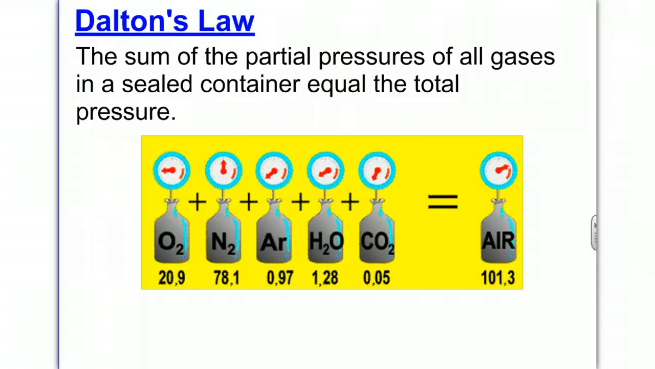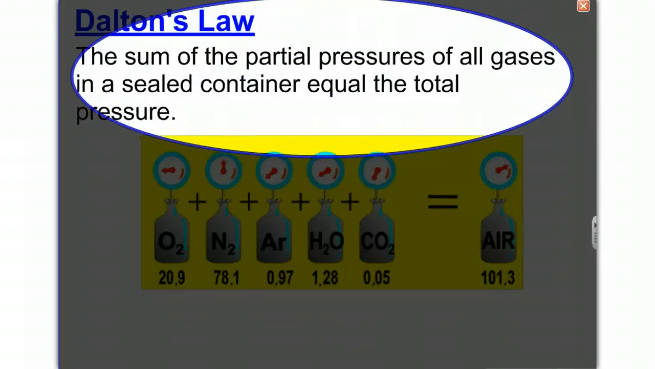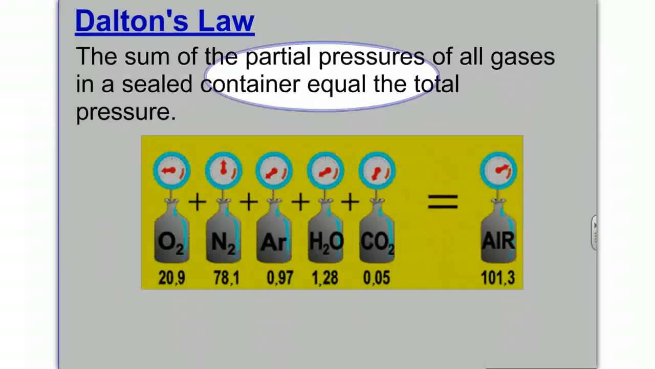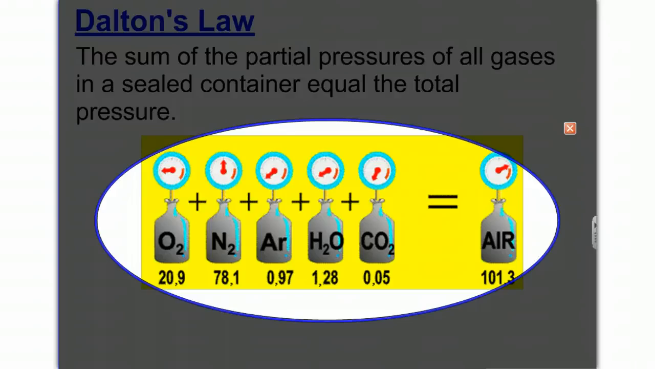Dalton's law is going to be the sum of all the partial pressures of all the gases in a sealed container. So if you have a container with more than one kind of gas, they each exert a unique pressure, such as in this example, where you have a tank of air on the right-hand side, but it's made up of oxygen, nitrogen, argon, water, and carbon dioxide. Notice at the bottom of each of the bottles, they each have a different pressure, but if you add up each of their individual pressures, it will equal the pressure of the air in the air bottle.